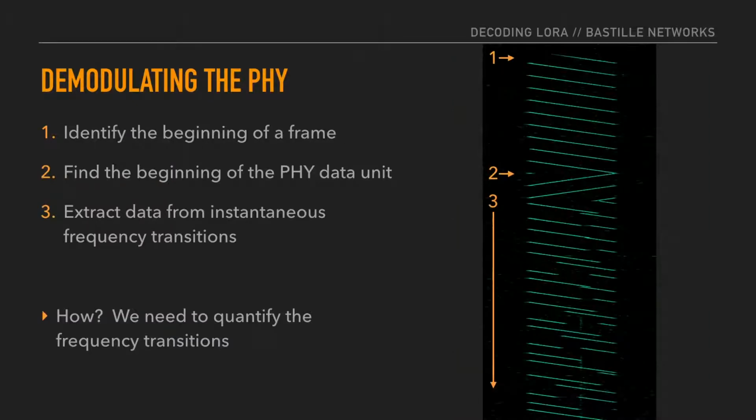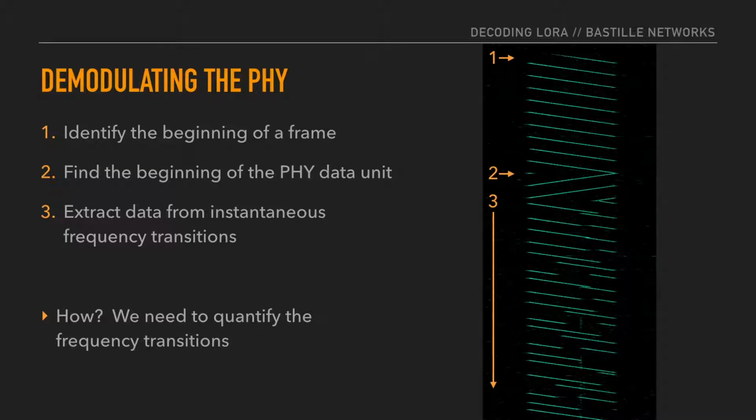There are really three steps we're going to achieve. We're going to identify the preamble, which is the beginning of the frame, denoted with the 1. We're going to find the start of the PHY data unit by synchronizing against the sync word, which are those down chirps that are there. And then finally, step 3 is we're going to try to figure out how to extract the data from these instantaneous frequency transitions. And to do that, we need to quantify them.